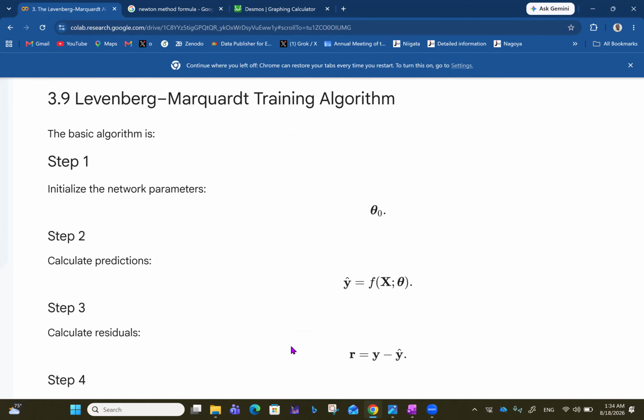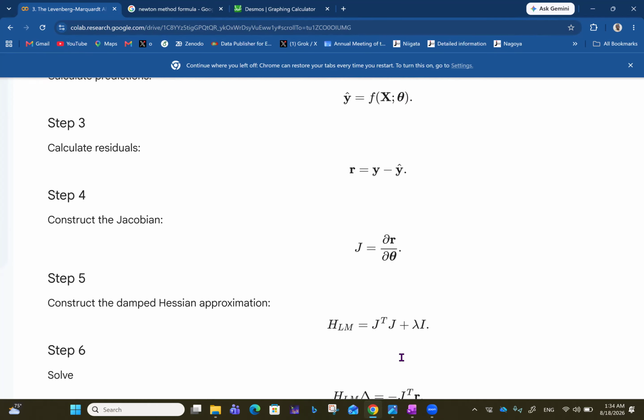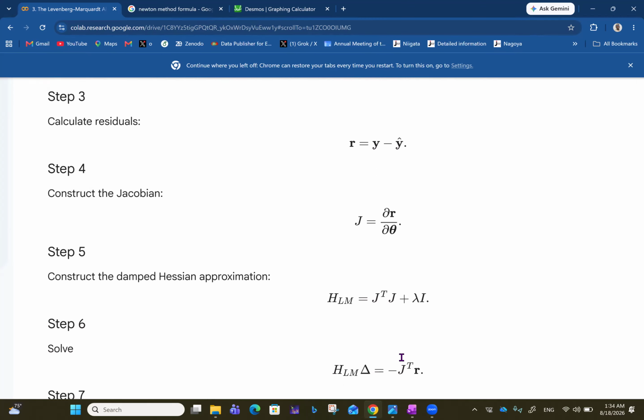Then step 3, you calculate the residuals where R is equal to Y minus Y cap. So Y is the observed values and Y cap is whatever predictions you calculate from here. And in step 4, you construct the Jacobian J equals dr d theta. And then step 5, you construct the damped Hessian approximation, the Hessian for the Levenberg-Marquardt, which is J transpose J plus lambda I.